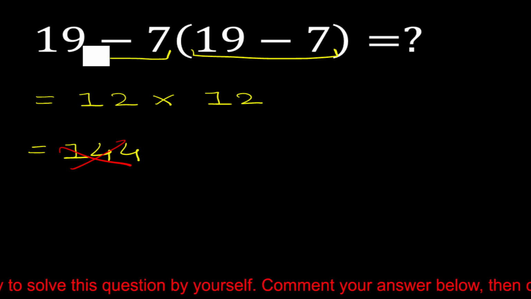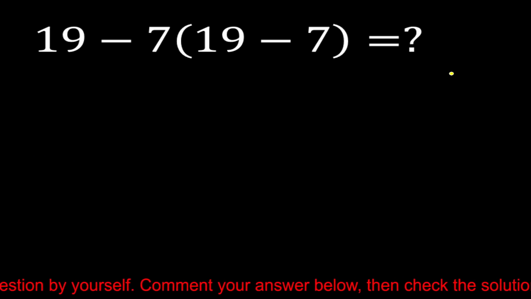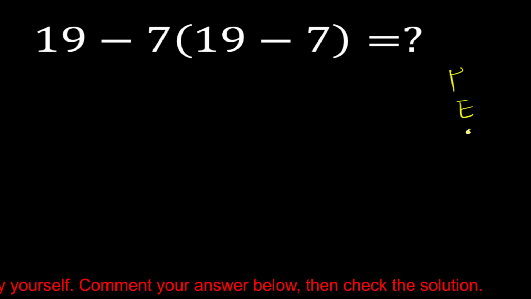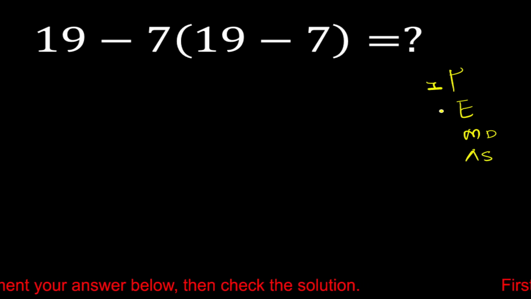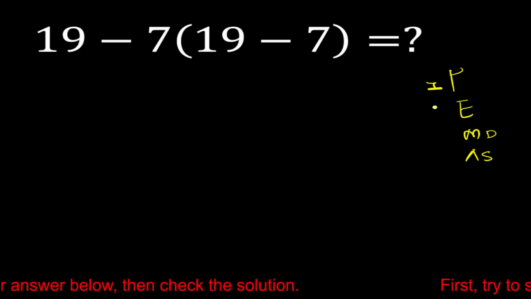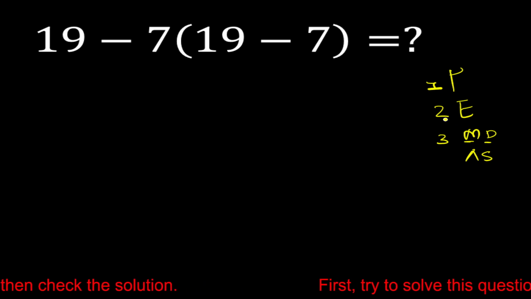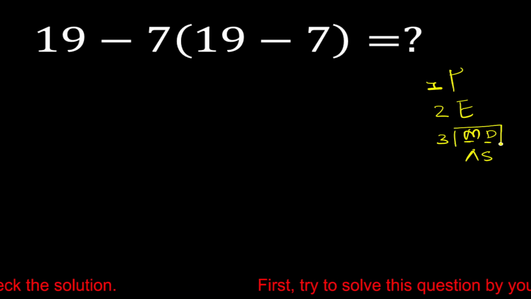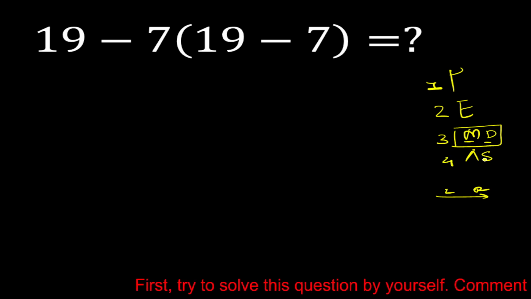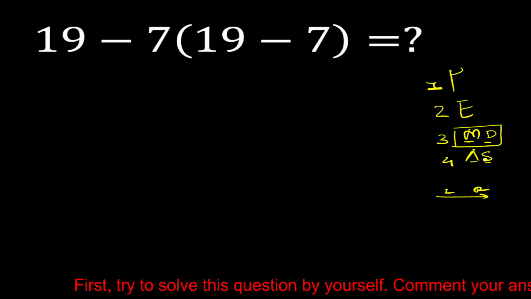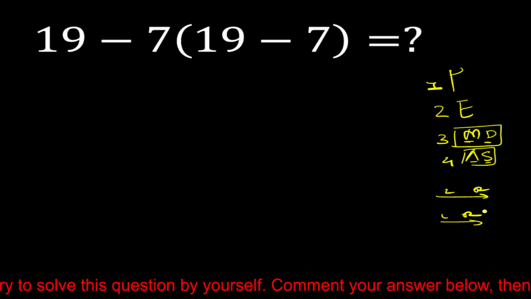Okay, so PEMDAS. According to PEMDAS, first priority is parentheses, then second priority is exponents, then third priority is multiplication and division. Here, multiplication and division both have equal priority. Okay, so we have to solve it from left to right. Fourth and last priority is addition and subtraction. Also, both have equal priority. Okay, so we have to solve it from left to right.